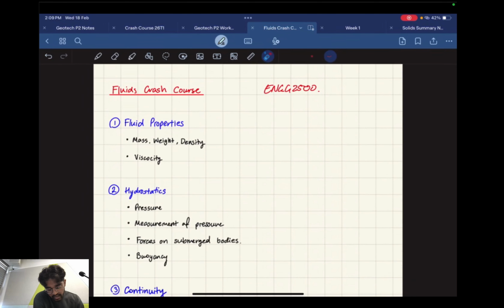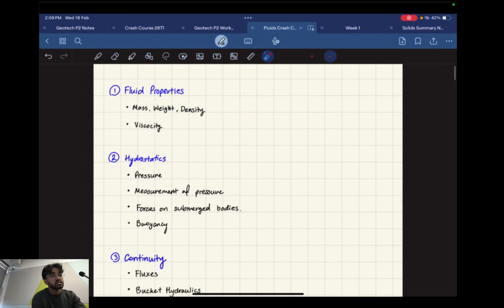Hydrostatics, this one requires a bit of physics. We're looking at pressure, how pressure is measured, as well as forces on submerged bodies. So if you drop something into the ocean, what are the forces acting on that object? We're going to learn how to calculate that stuff.